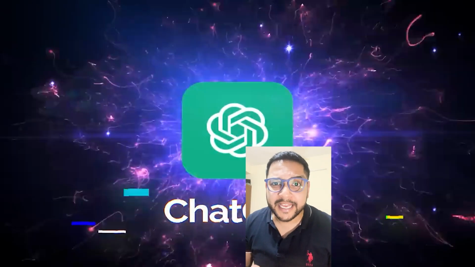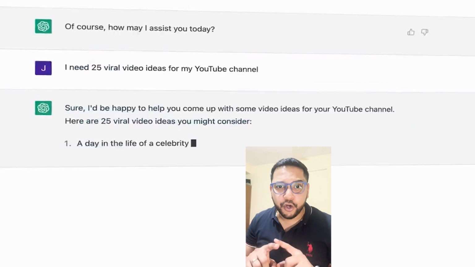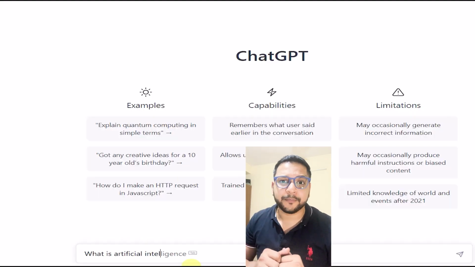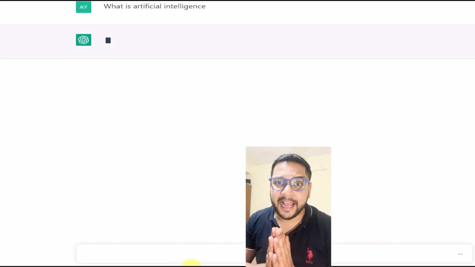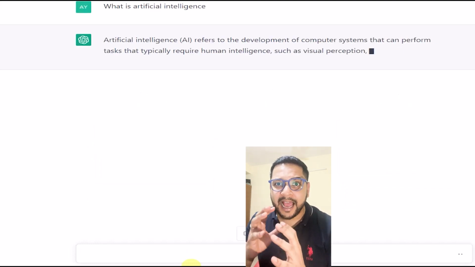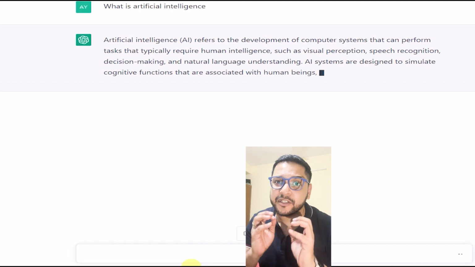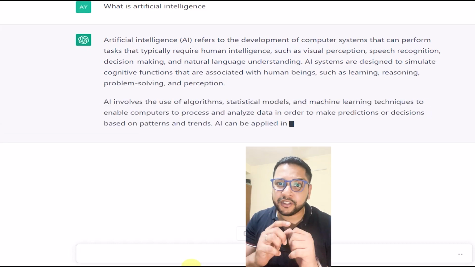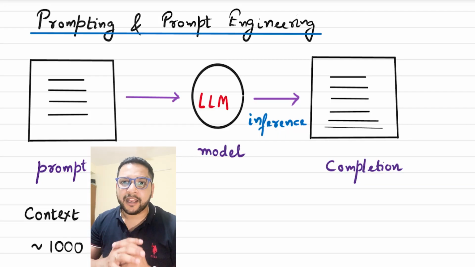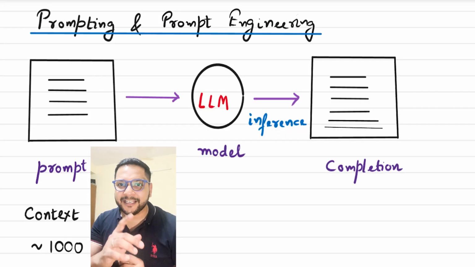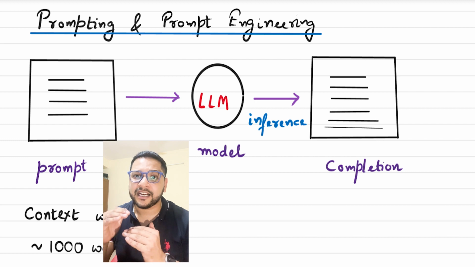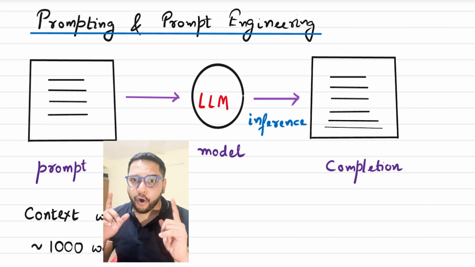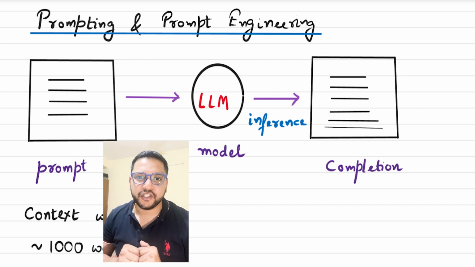As we have seen in the case of ChatGPT, there is a window where we give our input text. This is known as the prompt. The text is fed as an input to a model and this large language model provides you output in the form of text. The process of providing output from the large language model is known as inference, and the text which the large language model is generating is known as completion. The overall process is known as prompt engineering.